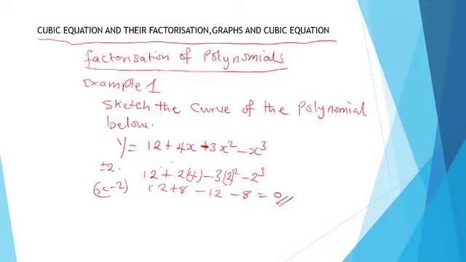Now let's look for other factors, which include x plus 2 and x plus 3. Now these are the 3 factors of this polynomial. Now we can use it. If you want to draw the sketch, when we talk about the factors, I said we had x plus 2, x plus 3, and x minus 2 as the 3 factors.